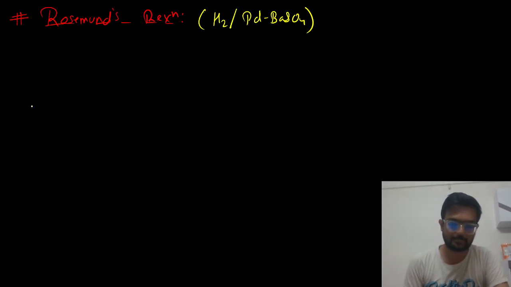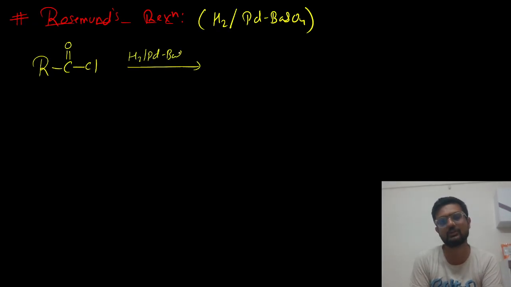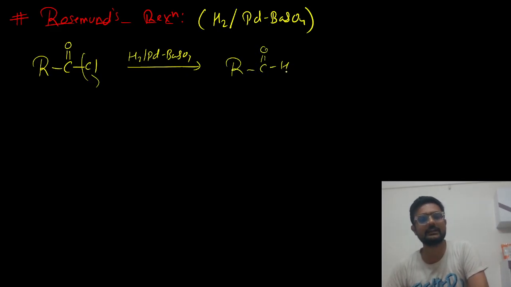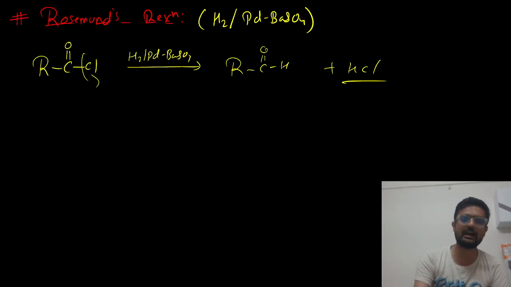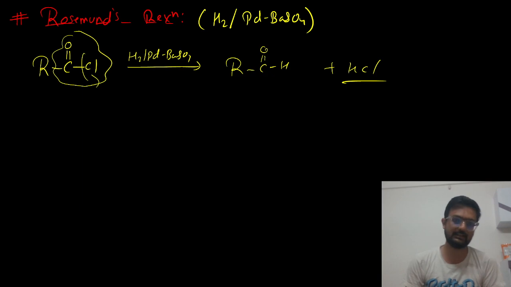Now here, if I take RCOCl, okay? And if I do the reaction with H2 in Pd-BaSO4, what will this do? This will remove the Cl from here and this will be converted to RCHO, okay? And what byproduct is formed along with it? HCl is the byproduct, okay? This is how we used to do the reaction. So basically if you have acetyl chloride, then you will always get the corresponding aldehyde as the product.